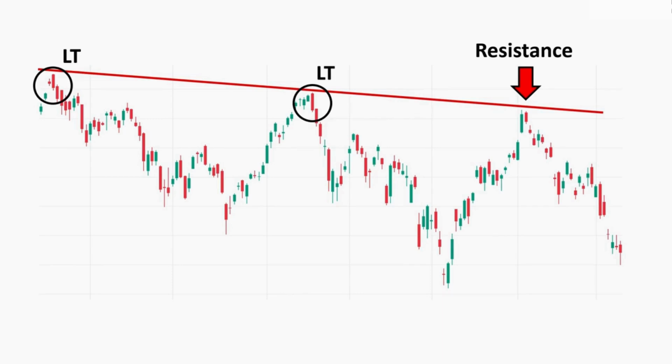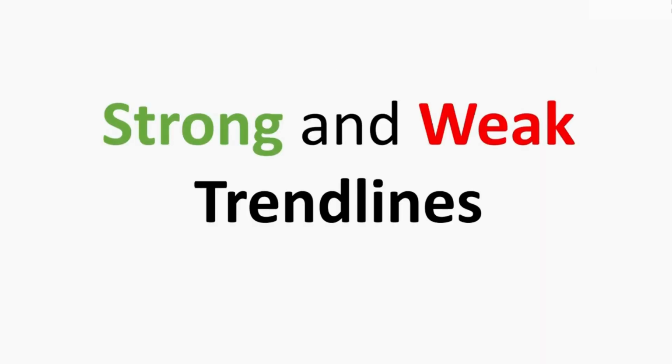But let me tell you that you will find multiple stocks where the price is taking support or resistance on the trend line. And you don't have to trade every single support and resistance. There is something called a good setup and a bad setup when it comes to any strategy. And in the case of trend line, we have the strong and the weak trend line. You just have to trade on the strong trend line and avoid trading on the weak trend lines. Now the question is, how do you identify whether a trend line is strong or weak?